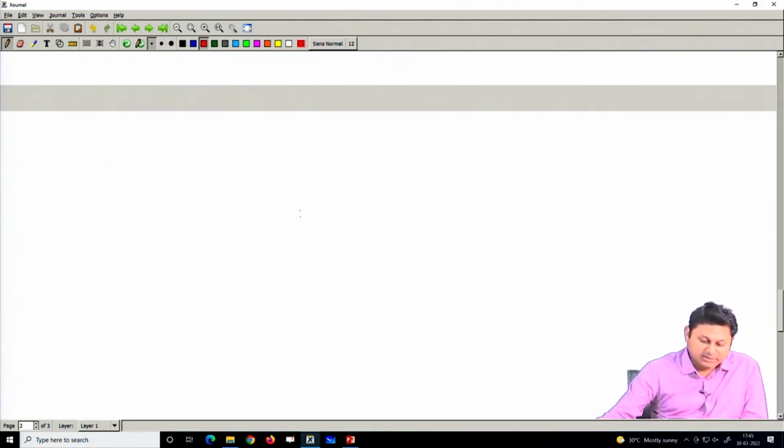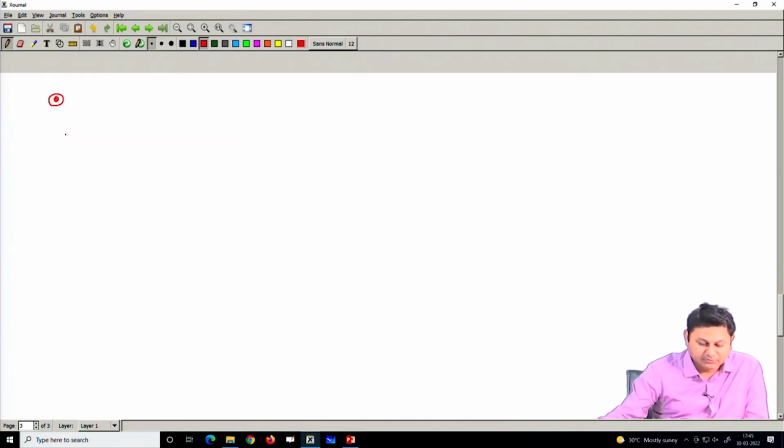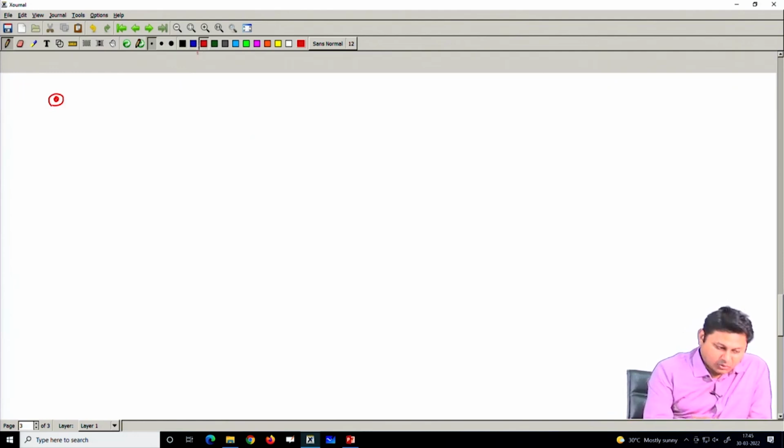Now, in the next part of the class, I am going to prove some very important vector identities, and you should be very careful of them. So, the first vector identity I would like to show is this.